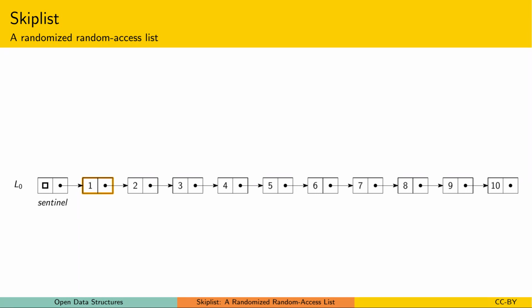Now we're going to make a second list called L1. To make L1, we start with the first non-sentinel node in L0 and we toss a coin. If that coin comes up heads, then this node will also appear in L1. If not, then it won't. Next, we move to the next node in L0 and toss the coin again. We will include this node in L1 only if the coin comes up heads. We repeat this for every node in L0.